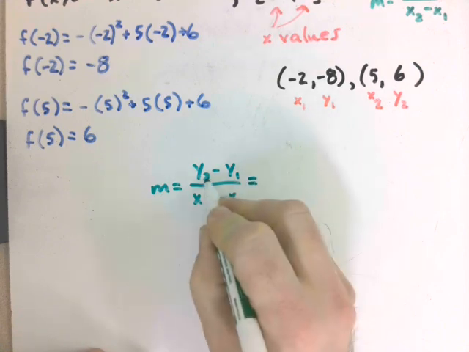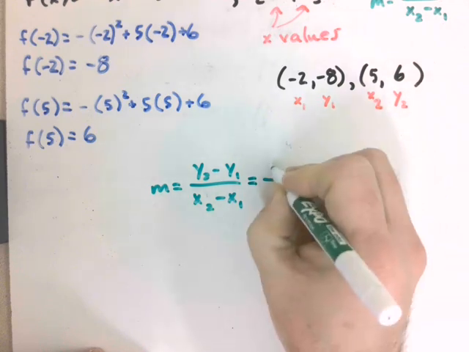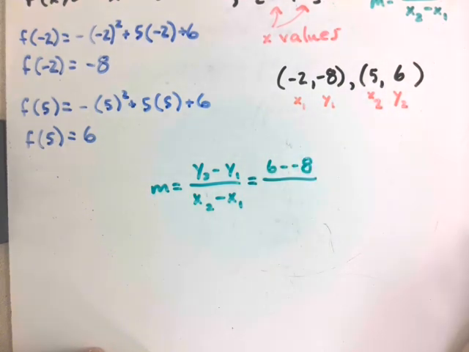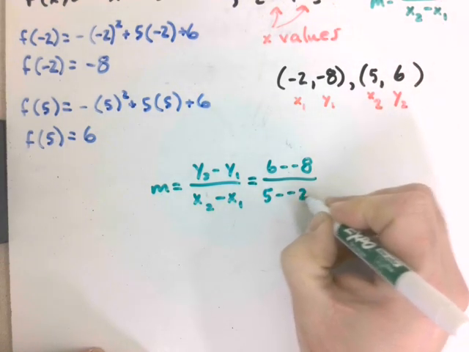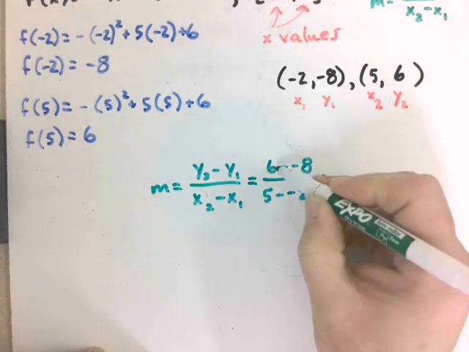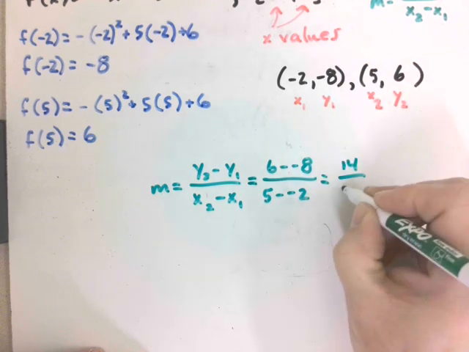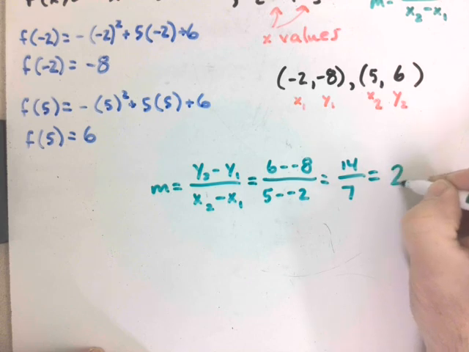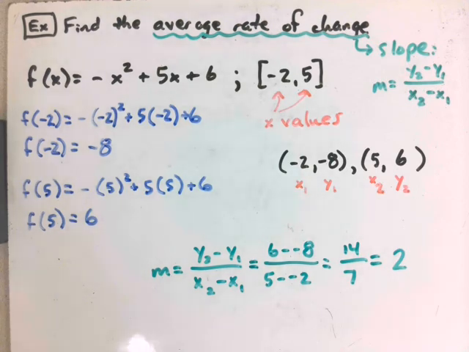So on the top, we have y2 minus y1, which would be 6 minus a -8. And then in the bottom, x2 minus x1 would be 5 minus a -2. If I evaluate that, minus a negative is the same as plus, so 6 plus 8 is 14, 5 plus 2 is 7, and if I reduce that fraction down, we actually get an integer on this problem. So the average rate of change for this equation from an x-coordinate of -2 to an x-coordinate of 5 is 2. It is the same as our slope.